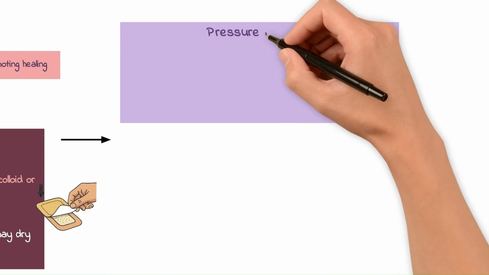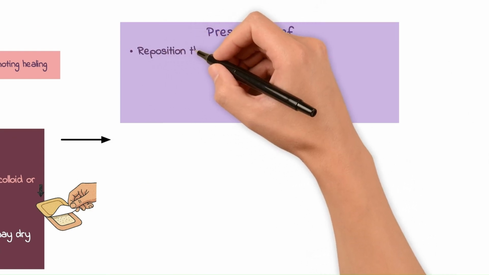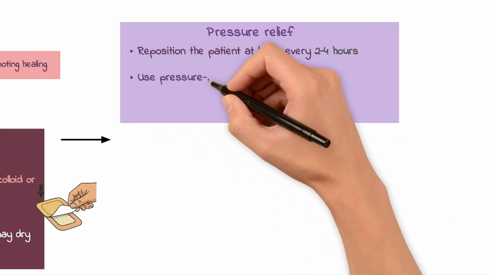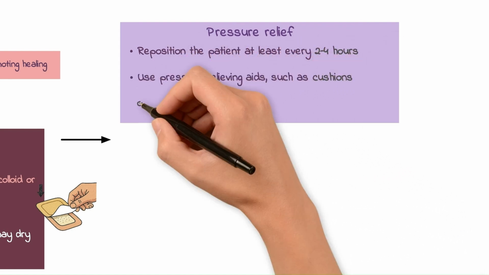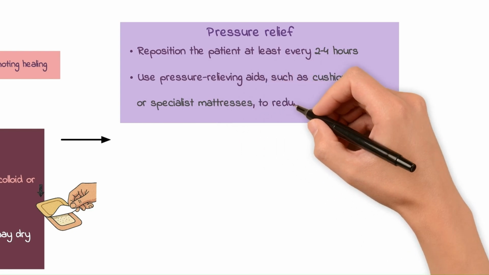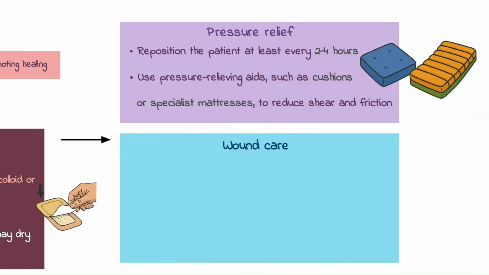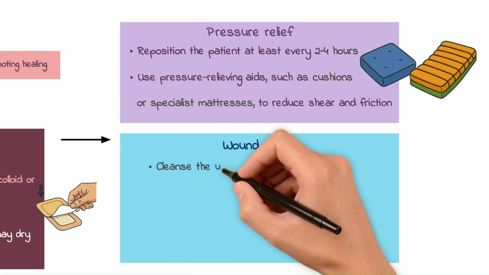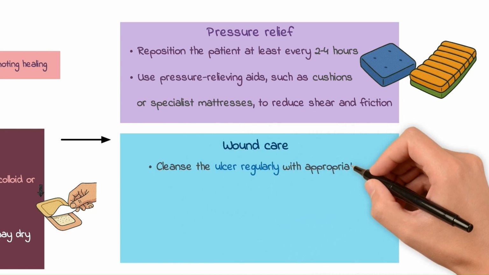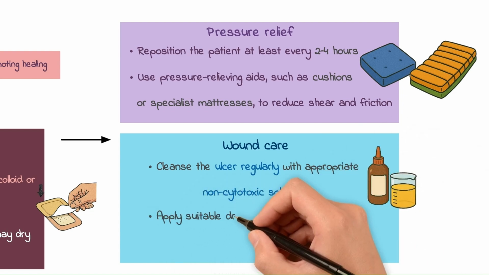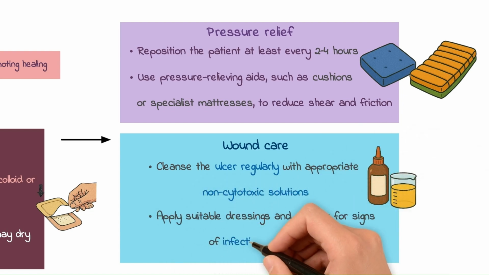Pressure relief. Reposition the patient at least every 2 to 4 hours. Use pressure relieving aids such as cushions or specialist mattresses to reduce shear and friction. Wound care. Cleanse the ulcer regularly with appropriate non-cytotoxic solutions. Apply suitable dressings and monitor for signs of infection or necrosis.